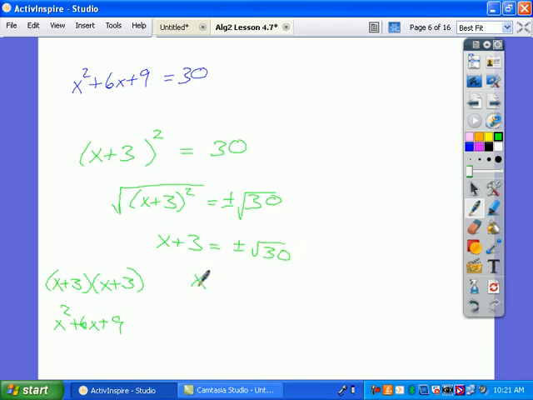And now last step, we subtract out the 3. And there we are. The square root of 30 doesn't simplify. So this first step, from this form up here down to this one, is the step or process called completing the square.